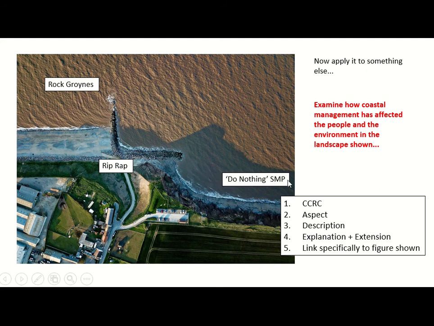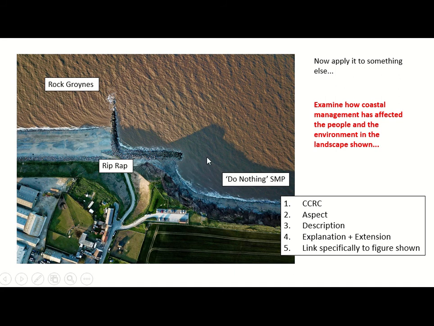The strategy is to do nothing. So they are allowing this area to erode, quite significantly. So you've got rock groins here, you've got riprap here, and you've got the do-nothing approach. So there you go, there are three paragraphs you can use to start with.